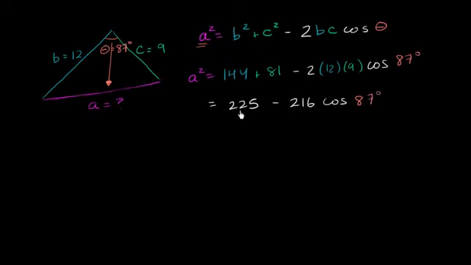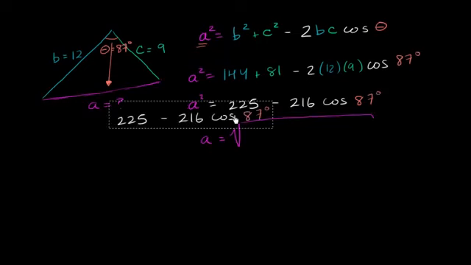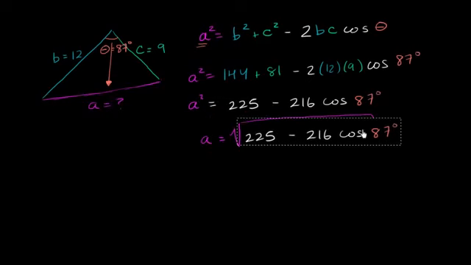Now let's get our calculator out in order to approximate this. And remember, this is a squared. Actually, before I get my calculator out, let's just solve for a. So a is just going to be the square root of this. So a is going to be equal to the square root of all of this business, which I can just copy and paste. Let me increase this radical a little bit so that we make sure we're taking the square root of this whole thing.